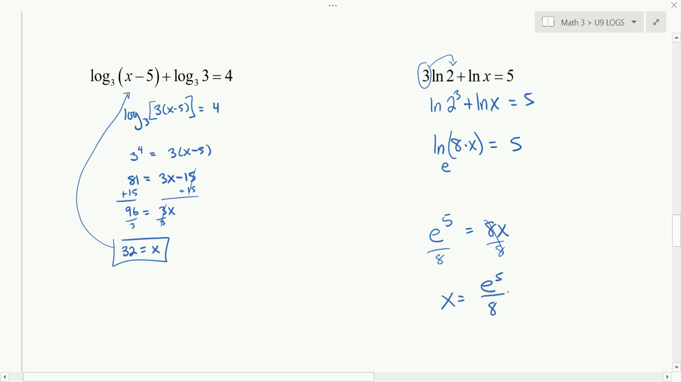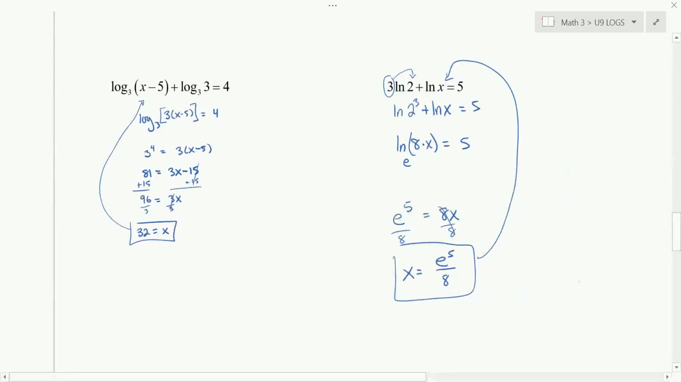And e represents a number roughly 2.7. So 2.7 to the 5th power over 8 is still going to be a positive answer. And if we plug that in for x here, we're going to take the natural log of a positive number. So we get to keep that one.